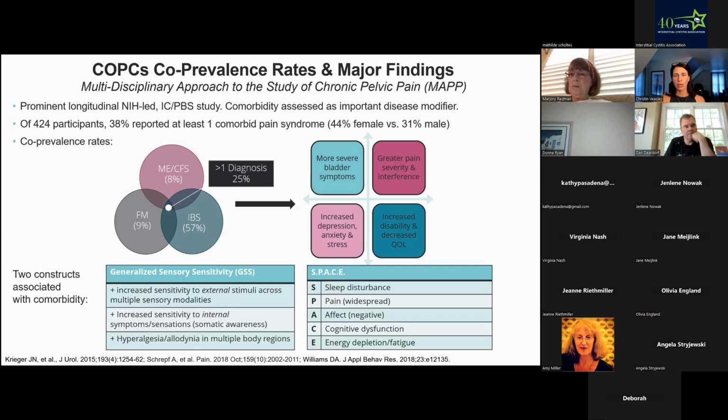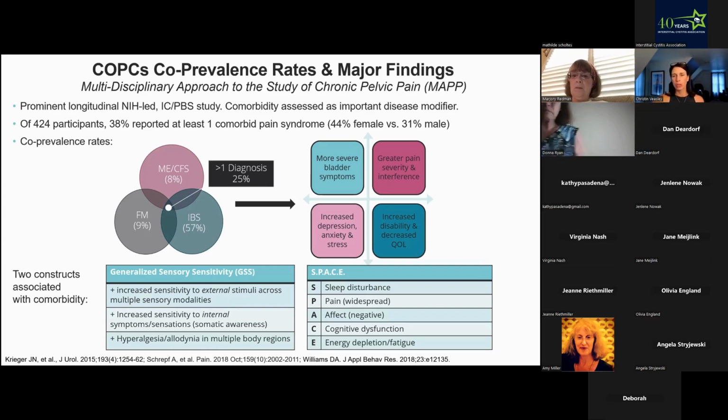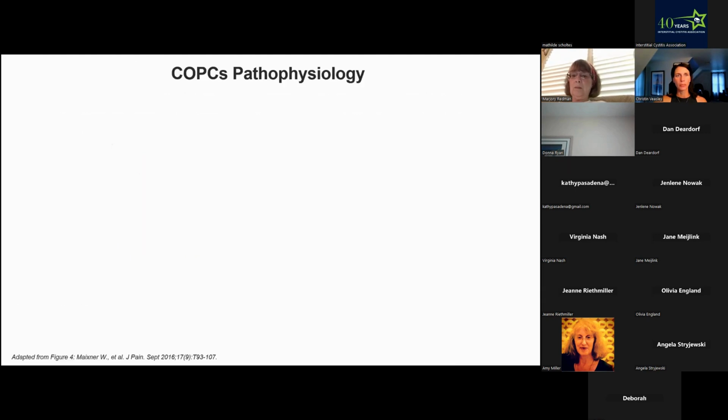The second construct they came up with, they called SPACE, which means that people who have IC and comorbid conditions presented with sleep disturbance. It stands for S. P stands for widespread pain, so just outside of the area of the bladder to other parts of the body. A stands for negative affect. They were more likely to have negative affect. C, cognitive dysfunction, and then E, energy depletion and fatigue. And these are things that have been shown in the literature for quite a number of years.